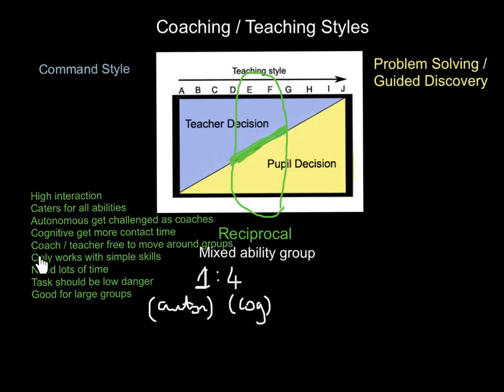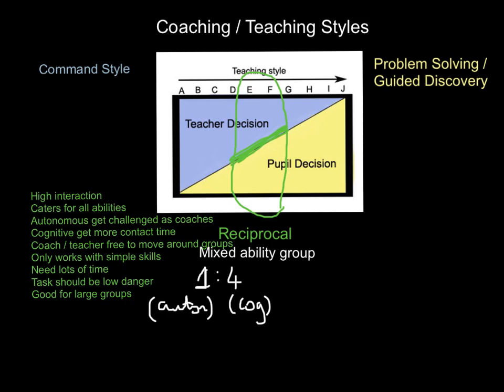However, what you've got to be aware of, it only works with simple skills. You're putting a lot of trust and faith in that autonomous learner. So just give them a simple skill to coach to the 4 weaker ones, okay? You're naturally going to waste a bit of time because they're going to go over the right process to use, okay? So you need a bit more time. It's got to be low danger. Again, you're putting a lot of trust in this 1 person or these 4 people to coach the group and work with the group in smaller groups. But it is very, very good for when you have got a large group so that you can split them down a little bit. Okay, so there's some of the reasons why reciprocal teaching or coaching style is a really, really good idea.